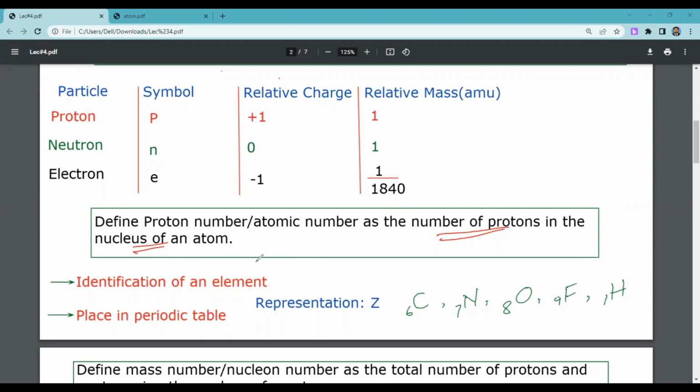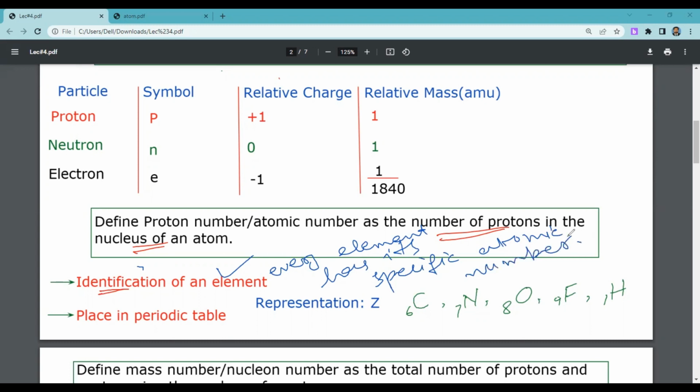What is the benefit of atomic number? Atomic number is actually the identification of an element. By knowing the atomic number, we can predict the element, because every element has its specific atomic number. The atomic number of two elements can never be the same. Therefore, it is a distinguishing property of an element. Second, atomic number also helps us to place an element in the periodic table, because in the periodic table the elements are arranged according to their increasing atomic number.